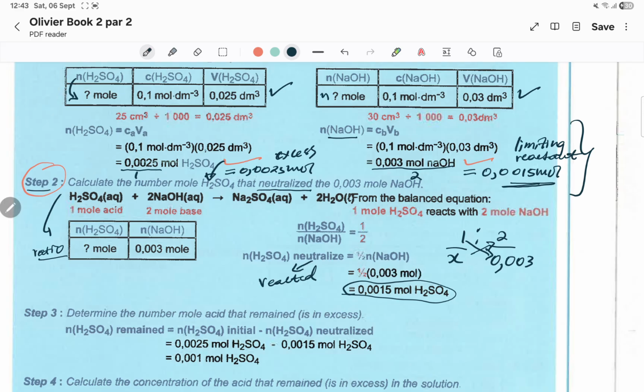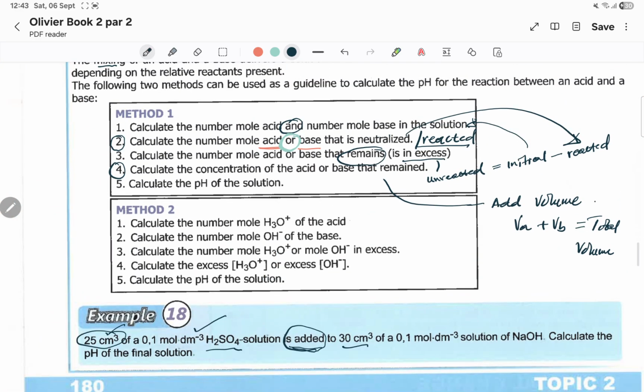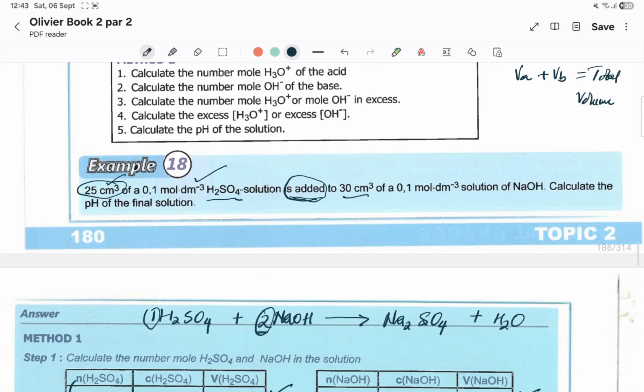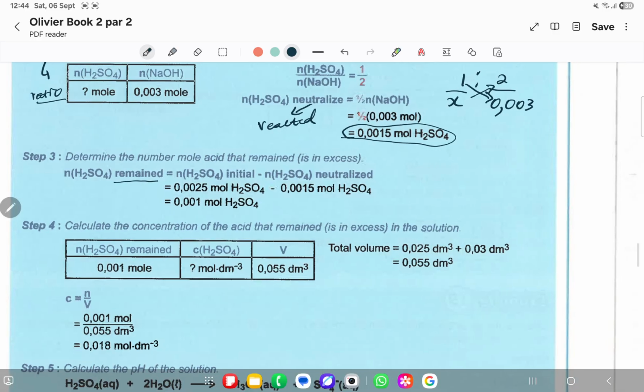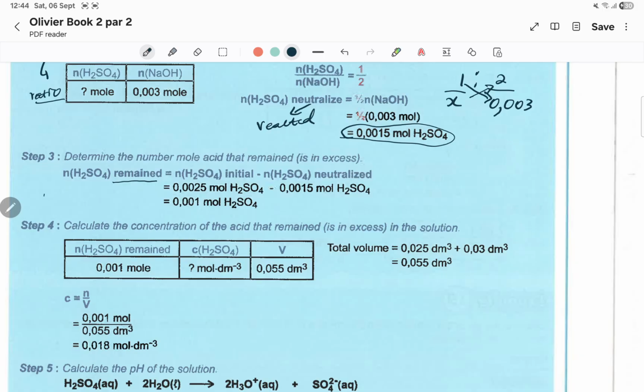So initially, I'm having at the top there, step number 3, calculate the number of moles of acid or base. So I know this part of the base, I'll work with the acid because this one is limited. So that is in excess. So step number 3, the one which is in excess, I'm going to say, which is unreacted or can be in excess or can be remained.